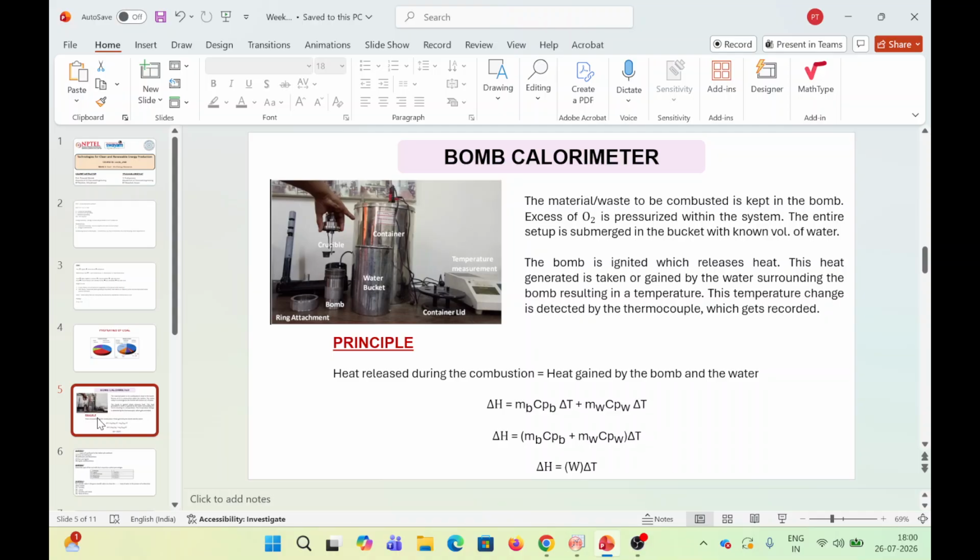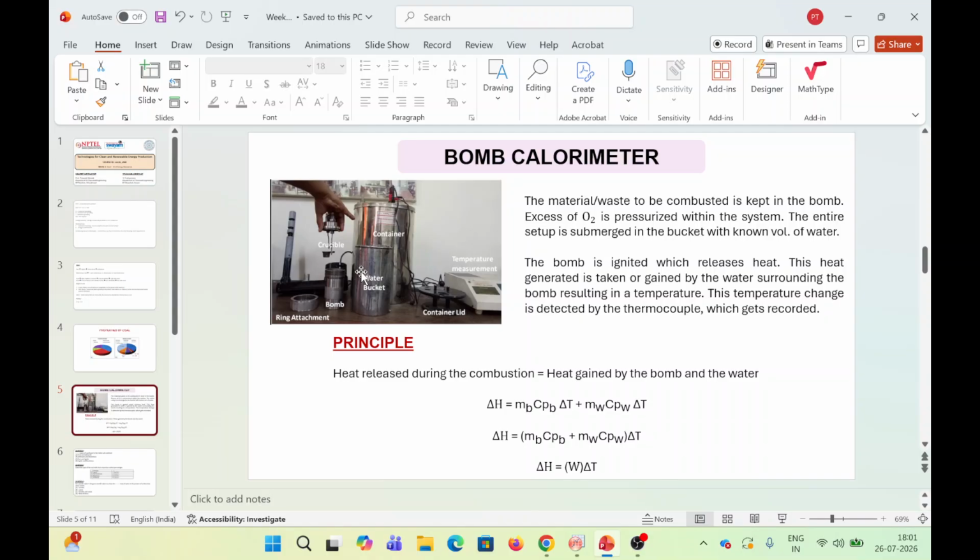Coal, or the waste material, basically speaking here it is our coal, which is used for the combustion, is kept in the bomb. So this is the bomb that you see. It is kept in the bomb, and then excess oxygen is pressurized within the system. Now this entire system is submerged within a water bucket, which has a known volume of water. Once this is done, the bomb is ignited.